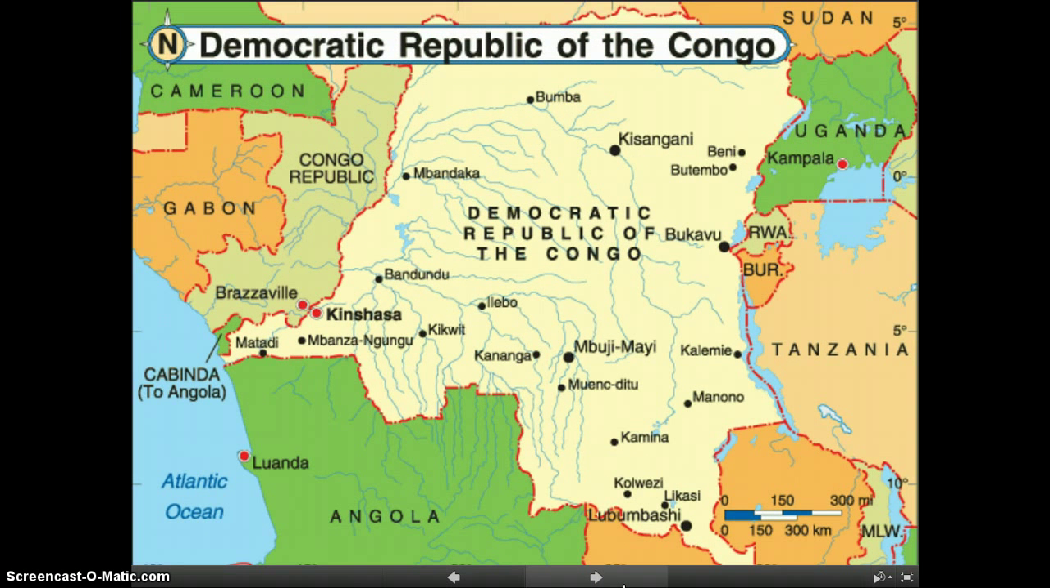Let's start with the Democratic Republic of the Congo. You can see that it's surrounded on most sides by other countries except for over here on the coast of the Atlantic Ocean. You can see that the Democratic Republic of the Congo, or we can call it DRC, touches the Atlantic Ocean. Kinshasa over here is the capital of the Democratic Republic of the Congo.